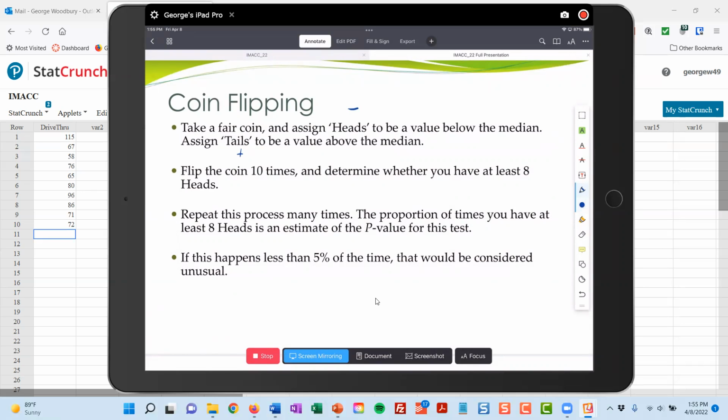So we can speed this up inside of StatCrunch. The goal here, since we haven't talked about p-values at that part of the course, is that if anything happens less than 5% of the time, that's what we label as unusual. So if you see 8 or more heads less than 5% of the time, that's an unusual event, and that suggests that the median actually is lower than 90.